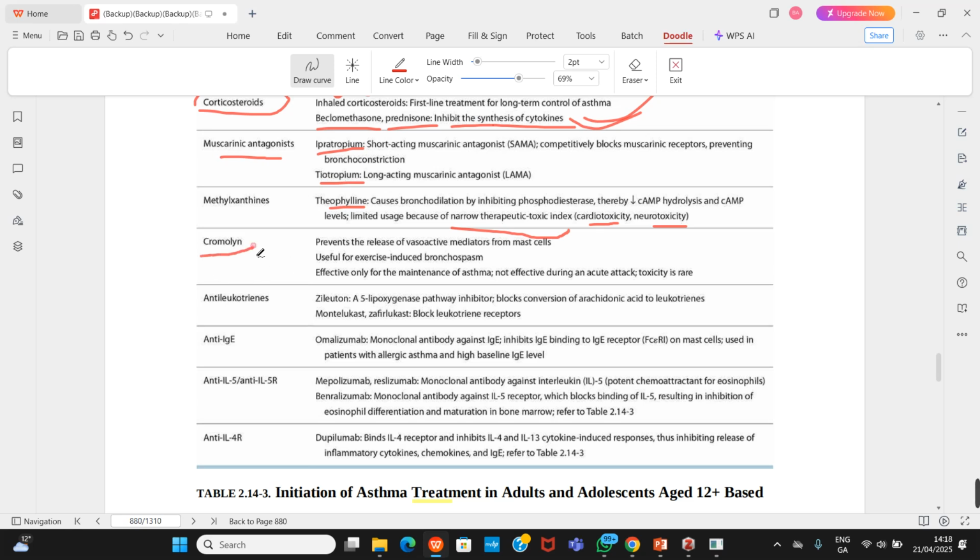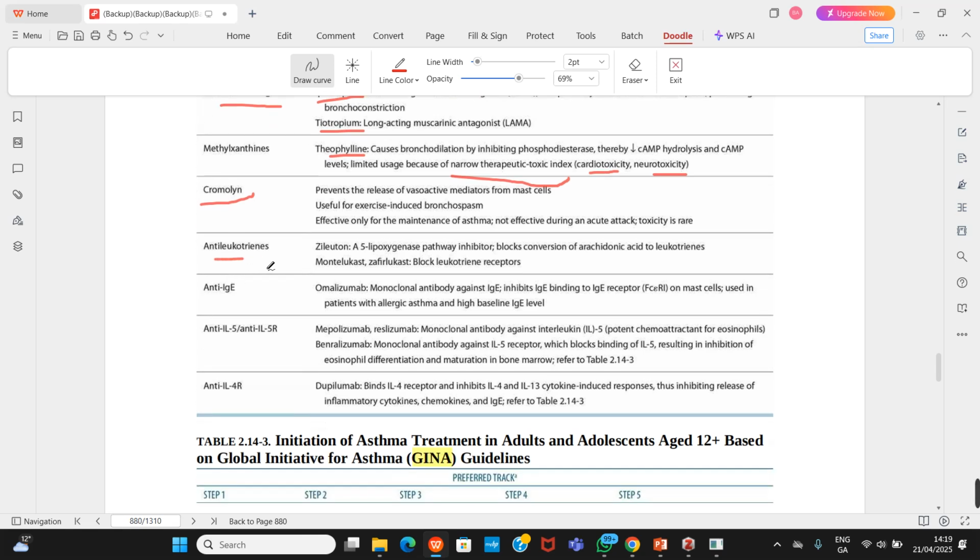Cromolyn. These are mast cell stabilizers, preventing degranulation of mast cells: nedocromil and cromolyn. Then we have the anti-leukotriene receptor blockers. I mentioned one, montelukast, and zafirlukast. They're very good in treating exercise-induced asthma. So those are the receptor blockers.